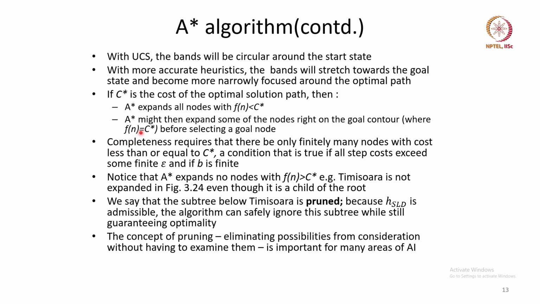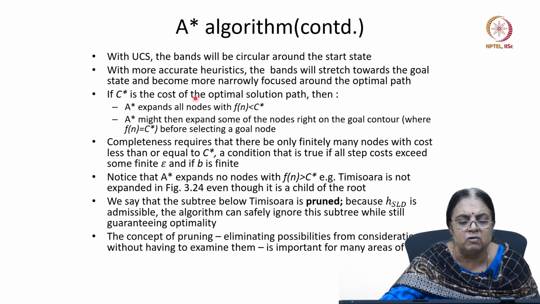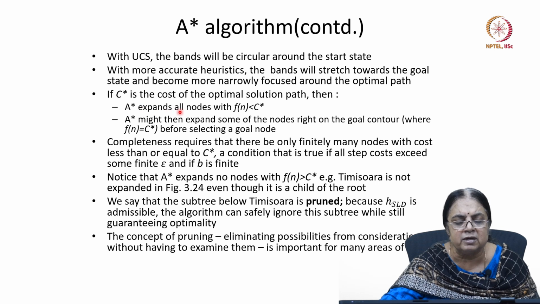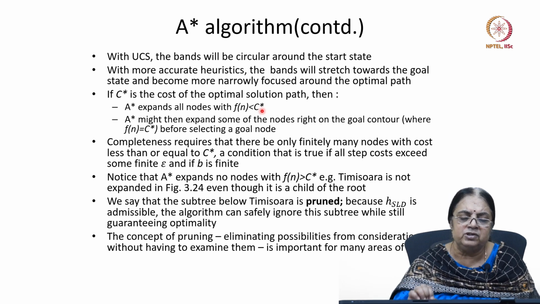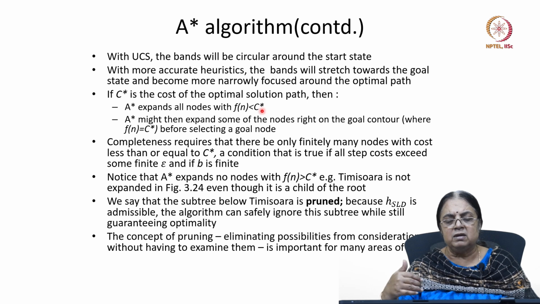With the uniform cost strategy, if you are using the cost, you are going to get circular bands, but here you find bands which stretch towards the goal state. Now if C star is the cost of the optimal solution path, then A star expands all nodes with f of n less than C star, and it reaches the point where f of n is equal to C star, but it will never expand anything where f of n is greater than C star.